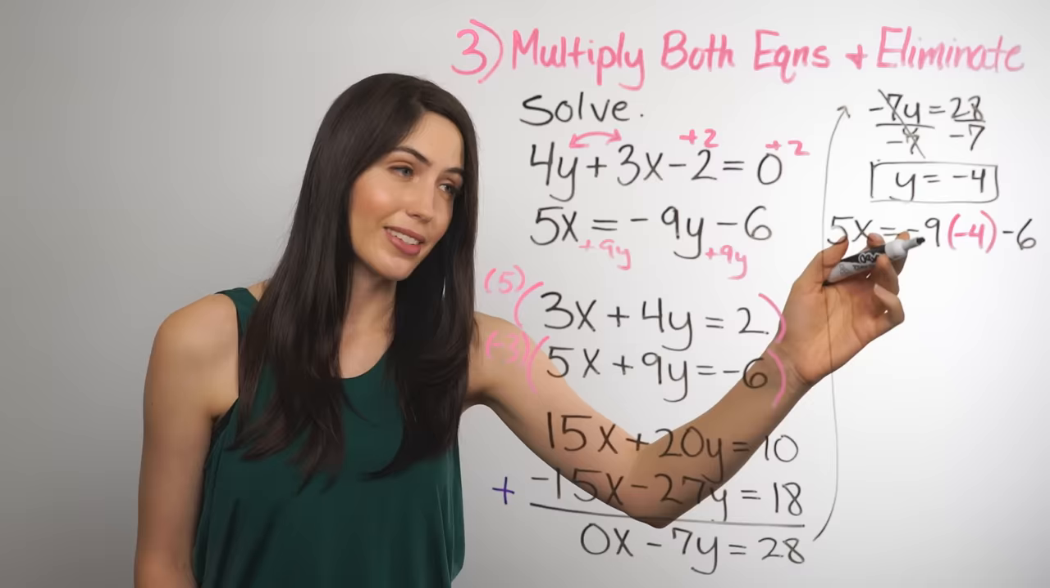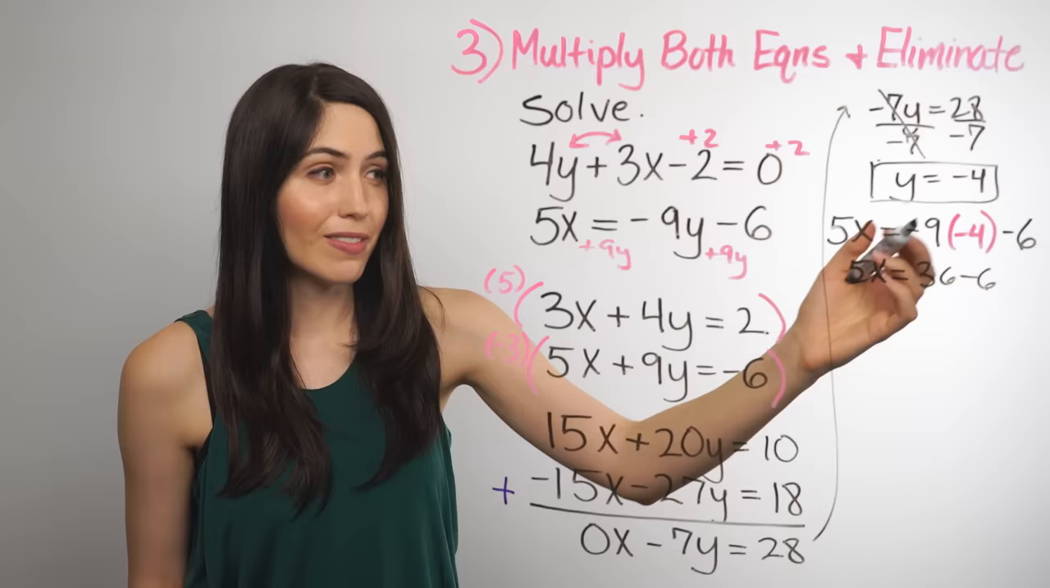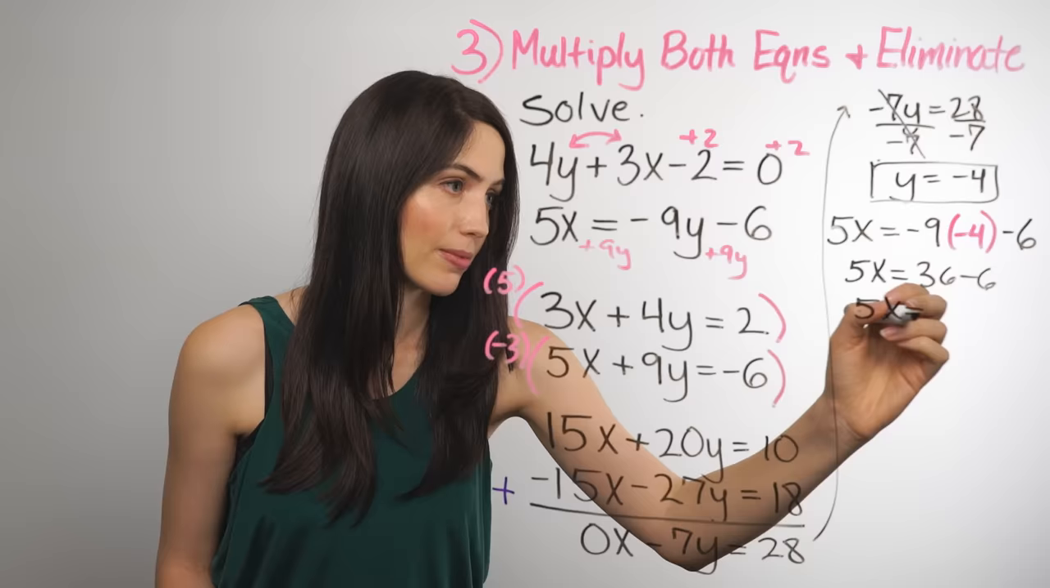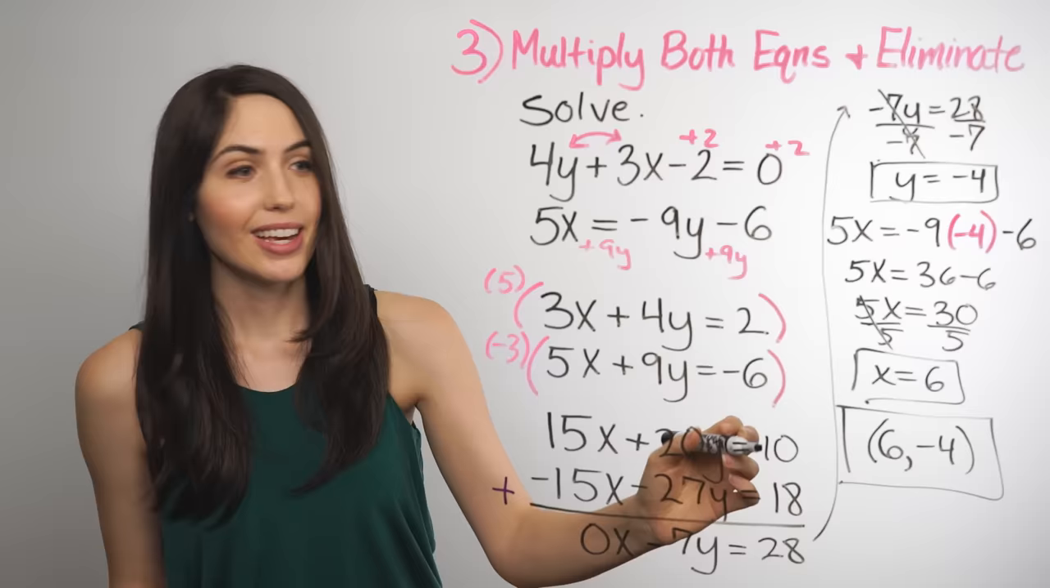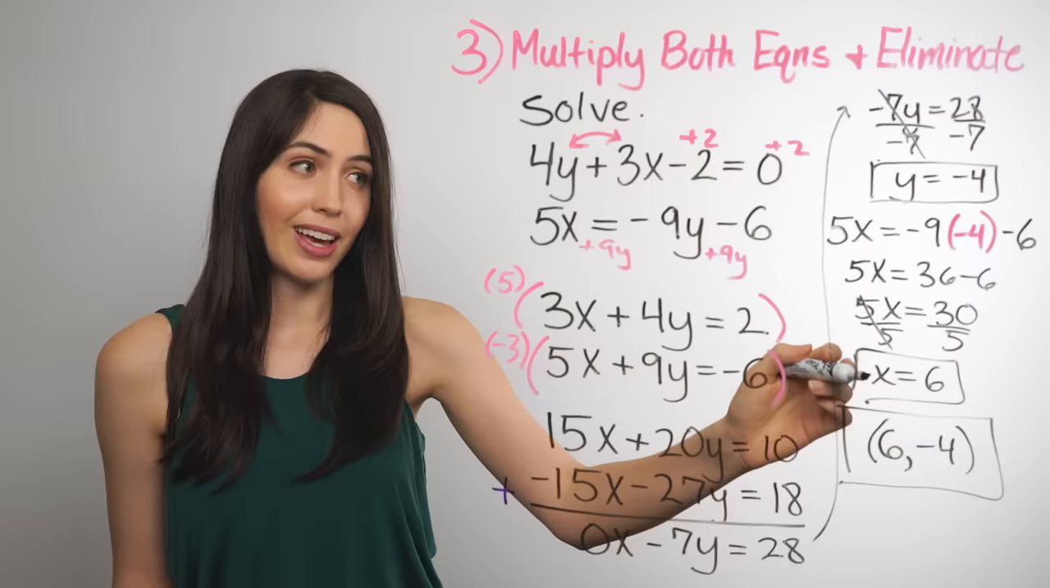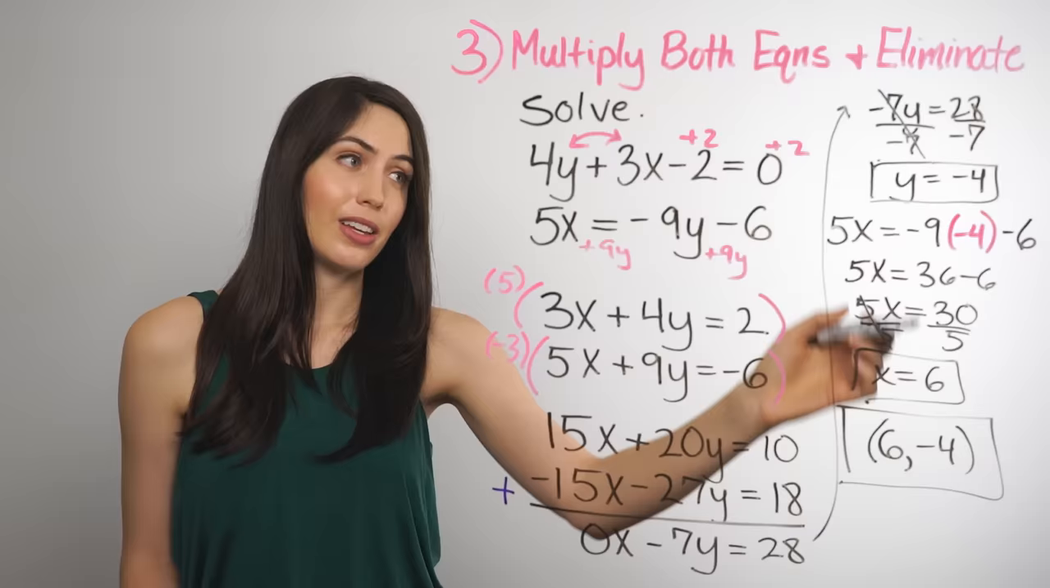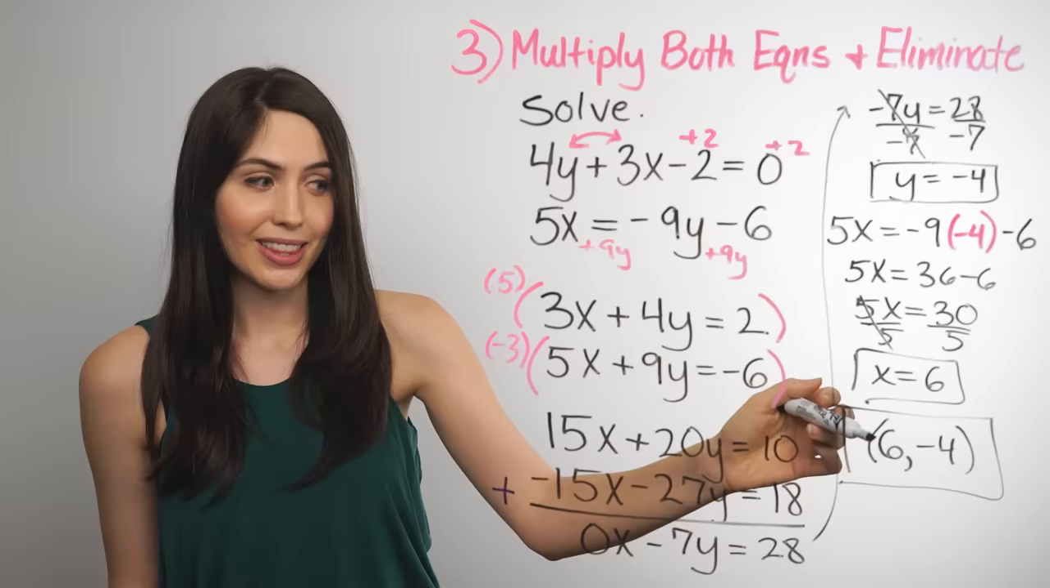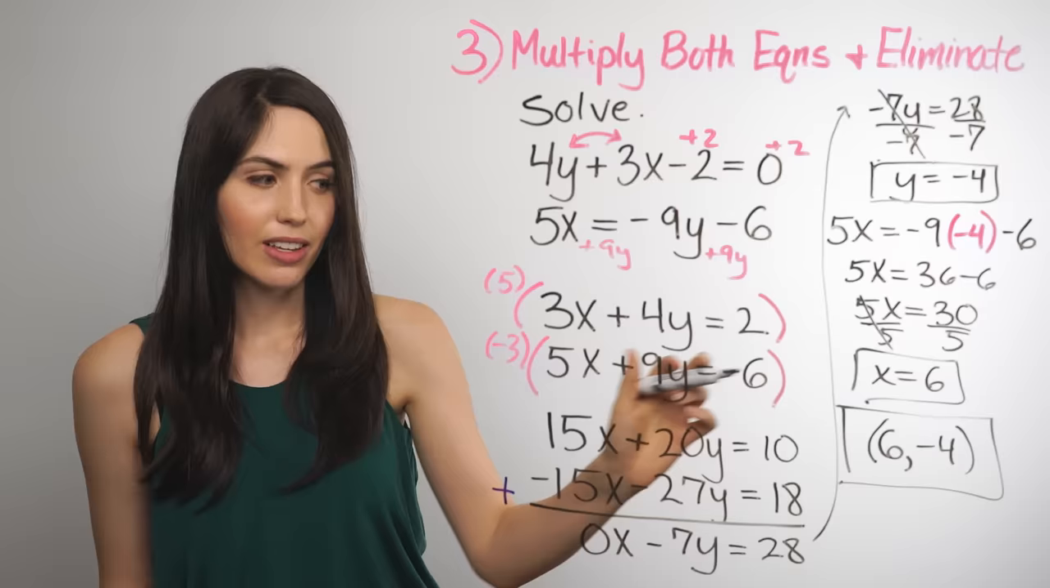Negative 9 times negative 4 is positive 36. Just keep simplifying. Divide both sides by 5. Okay, so we have x equals 6, and the whole answer, the complete solution, is the xy pair. So 6, negative 4, 6, comma, negative 4 here. That's the answer. And if you want to check your work, you can, and take those values for x and y, plug them in, make sure it works. You can do that. But this is the answer.